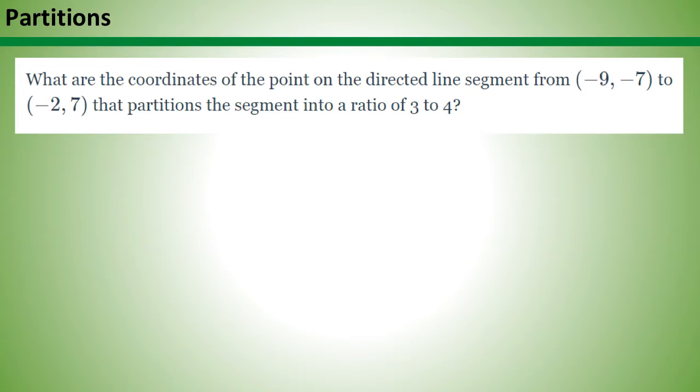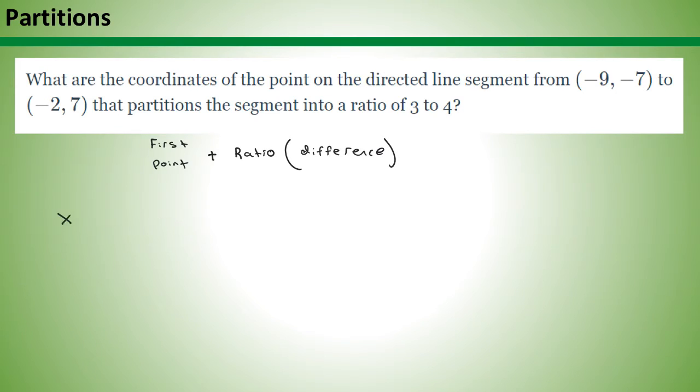So first one here says, what are the coordinates of the point on the directed line segment from -9, -7 to -2, 7 that partitions the segment into a ratio of 3 to 4. Okay, so remember, I'm going to write this out in words or formula. So it's always first point plus ratio times the difference. Okay, and we're going to do that for both the x's and the y's.